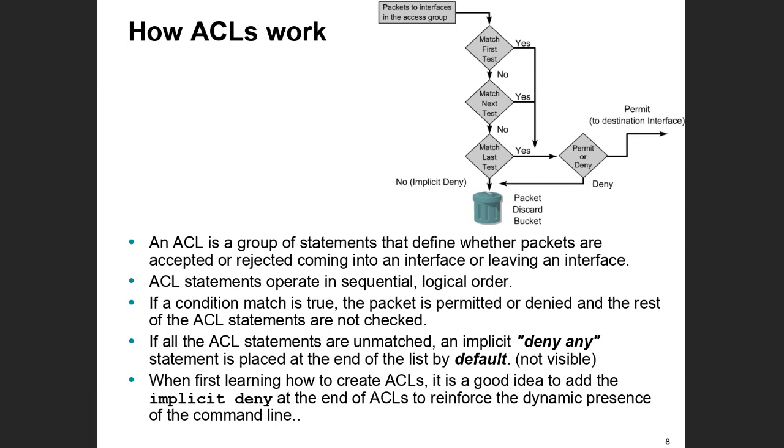If he doesn't find any matches on any of the lines in the access control list, there's an automatic deny everything. It's there by default. It's not visible. So this means that all access control lists, if they're going to permit some filtered traffic, must have some permit statements in them to allow some traffic to be permitted and all of the rest of the traffic to be denied.